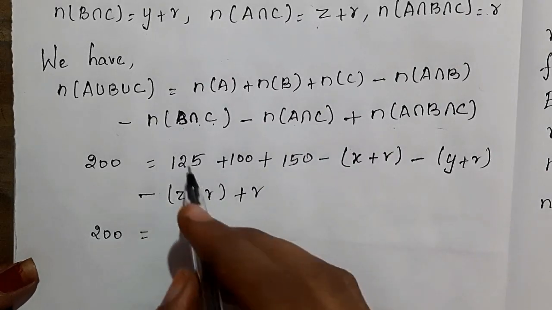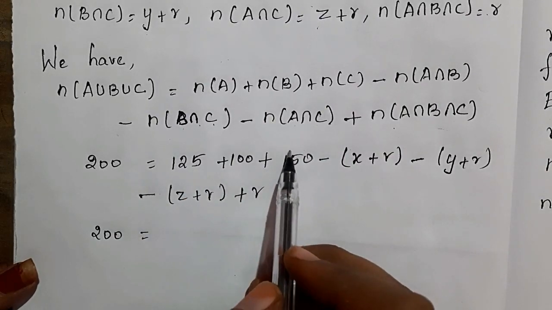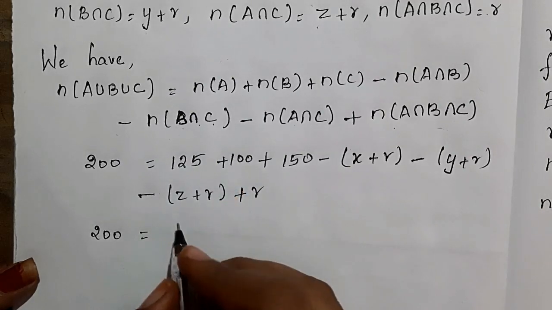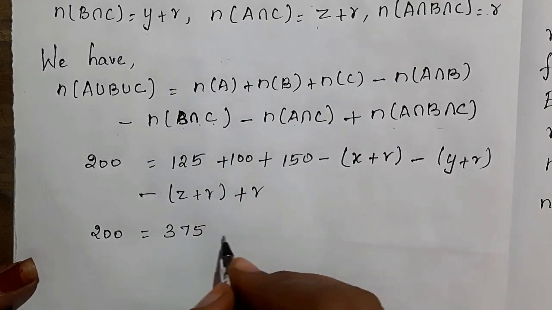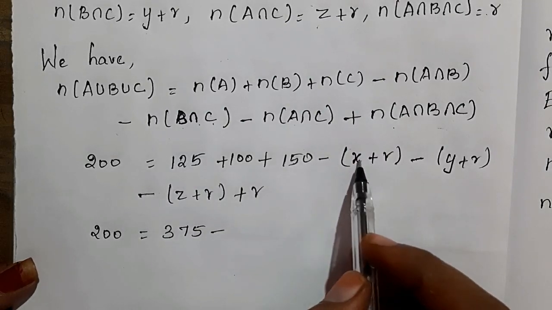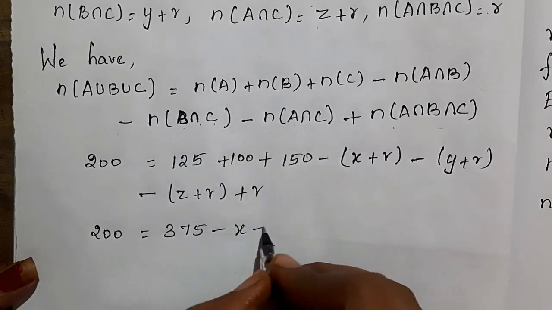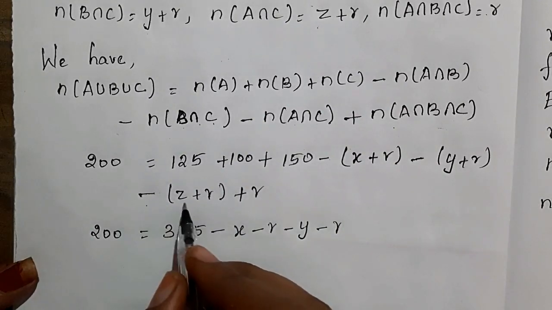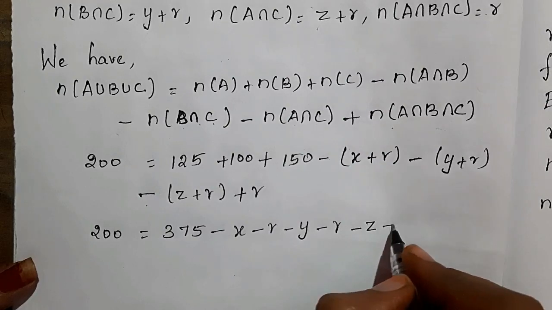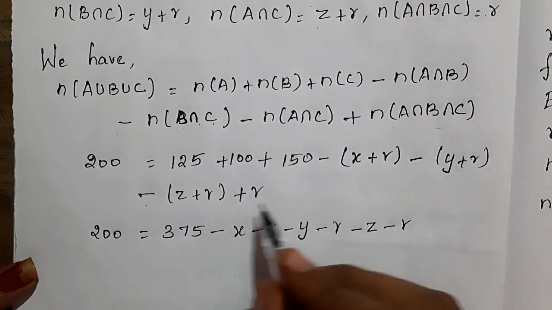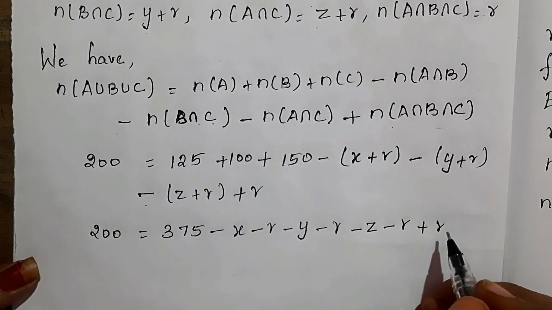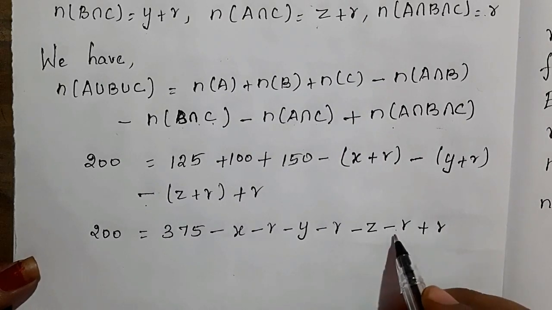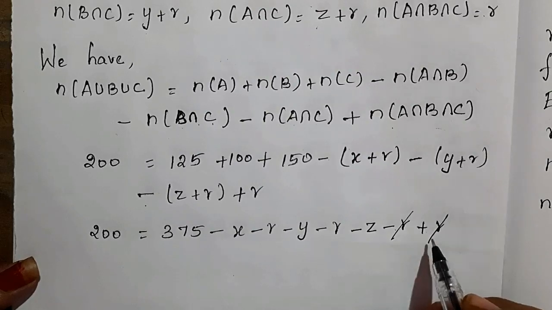200 equal to, add the numbers: 150, 250, 350, 375. So 375 minus, I can multiply the minus inside: minus x, minus y, minus z, then minus r, then plus r. Then we can simplify. See here, plus r minus r. So the positive and negative signs we can cancel.